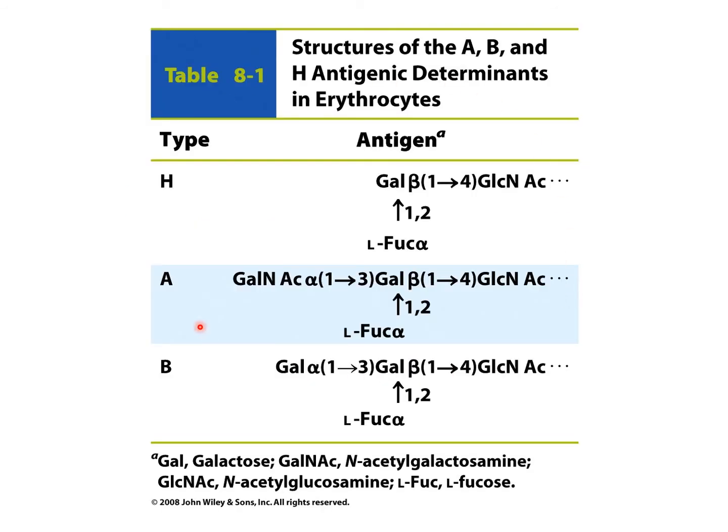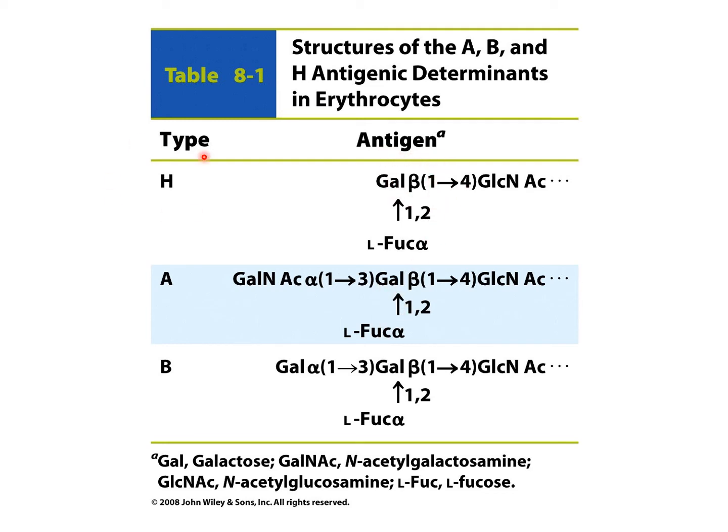This table lists the oligosaccharides found in the A, B, and H antigens, and this glycosylation, which is the reaction to make a glycoprotein, occurs at the non-reducing ends of oligosaccharides.